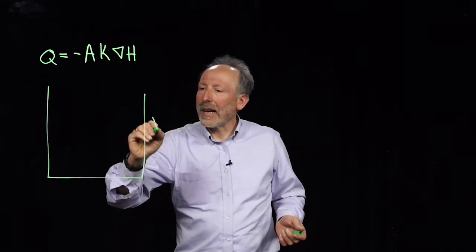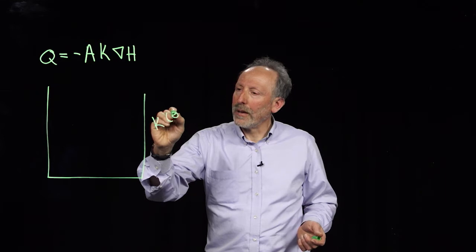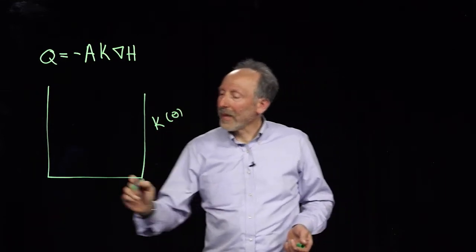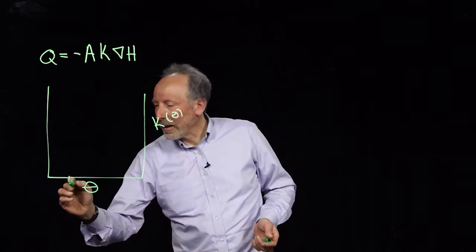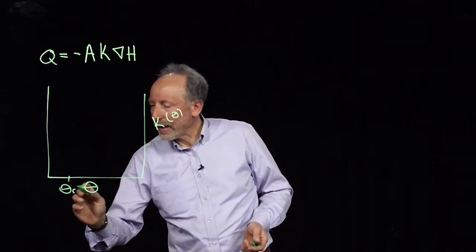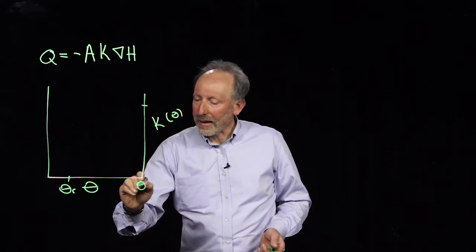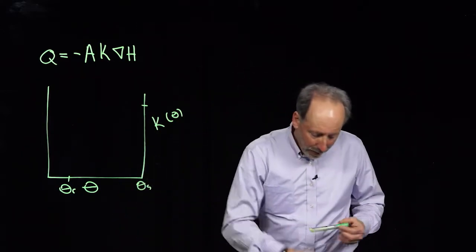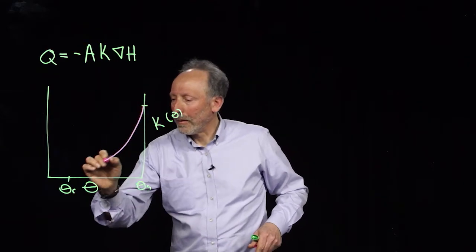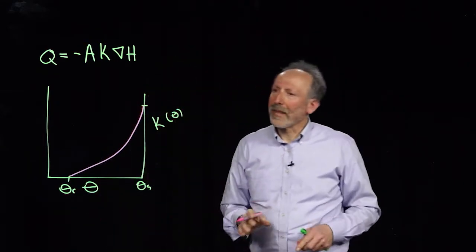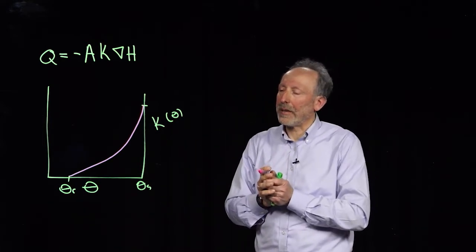where we had on this axis hydraulic conductivity, which is going to be a function of the water content. And here we have the water content. And as we recall, at residual water content, the conductivity goes to 0. And then at theta sat, it goes to full saturated conductivity. And we end up with a curve connecting those two. And there we have our hydraulic conductivity curve.